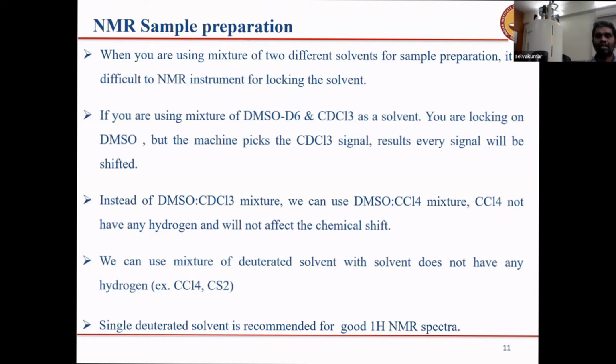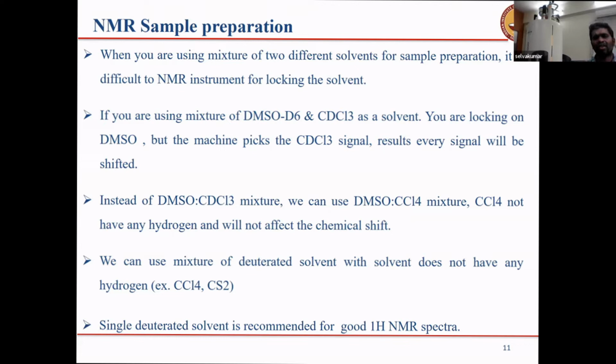CCl4 mixture, because CCl4 doesn't have any hydrogen. Like that, we need to choose non-deuterated, non-protic solvents, for example CCl4, CS2. If you are choosing a deuterated solvent with non-protic solvents like CCl4 or CS2 as a mixture, we can use it for NMR analysis. Generally, a single deuterated solvent is recommended for good H1 NMR spectra.